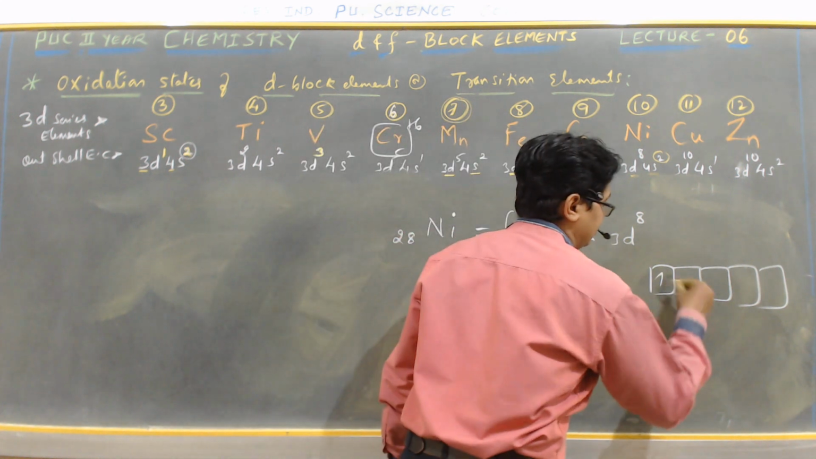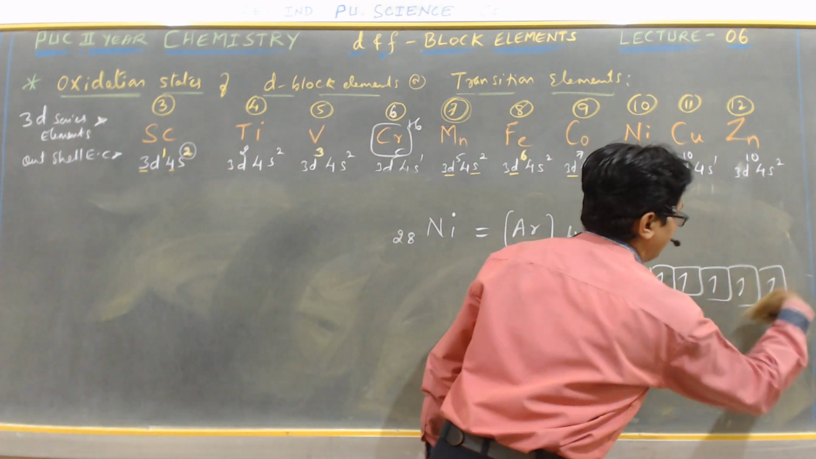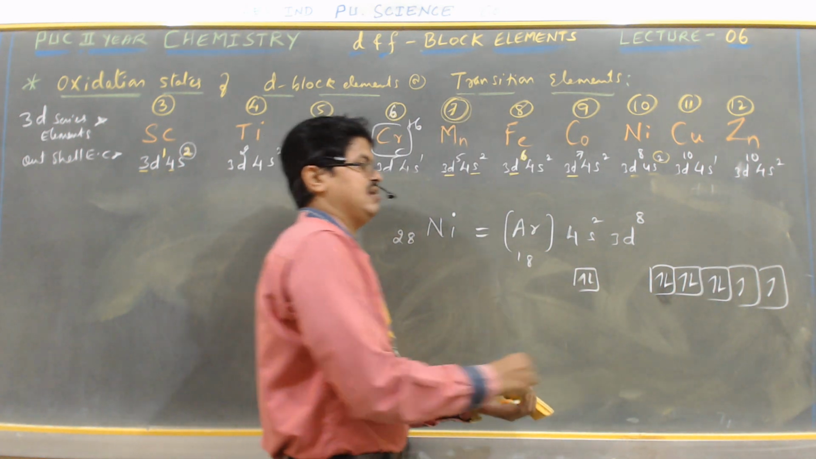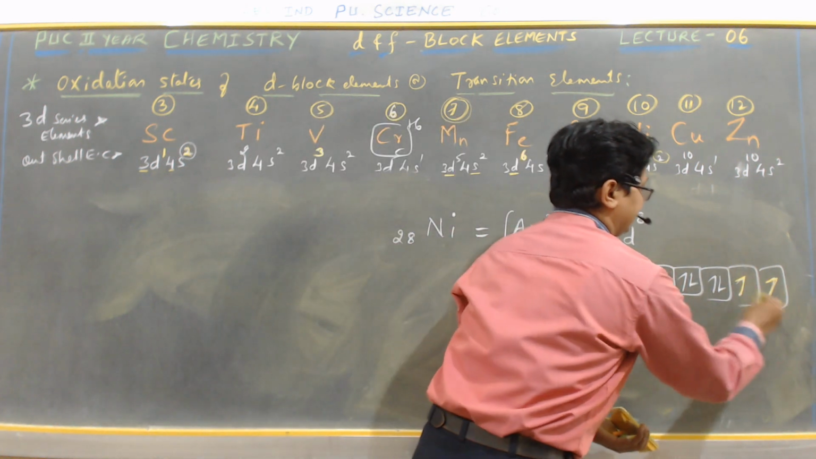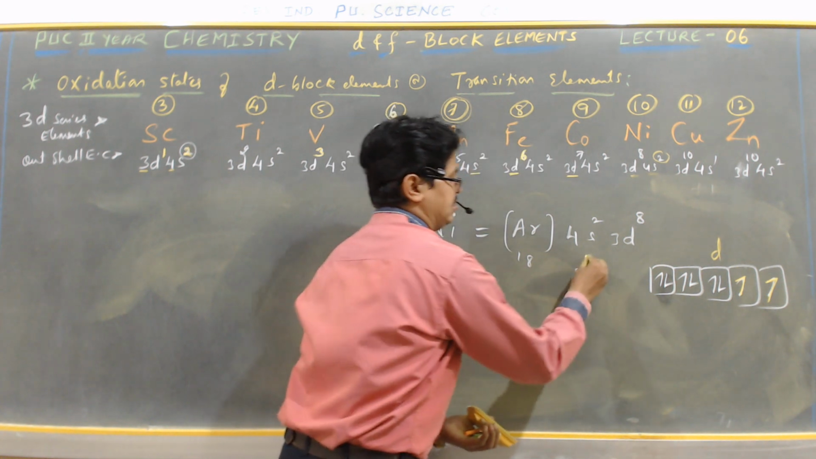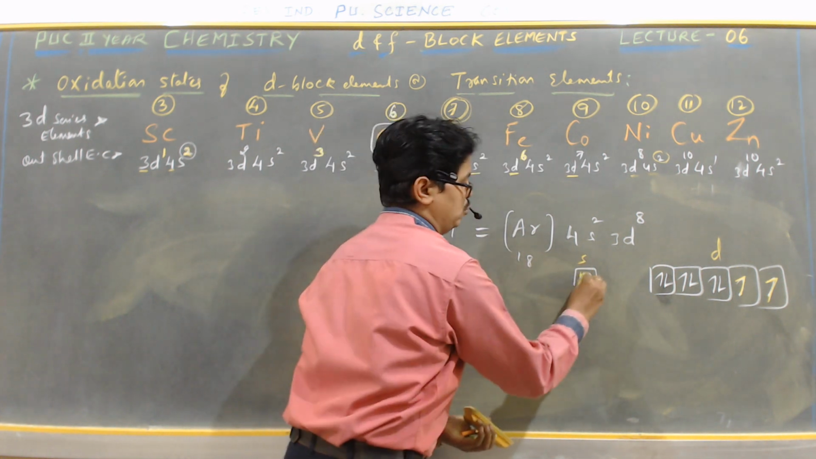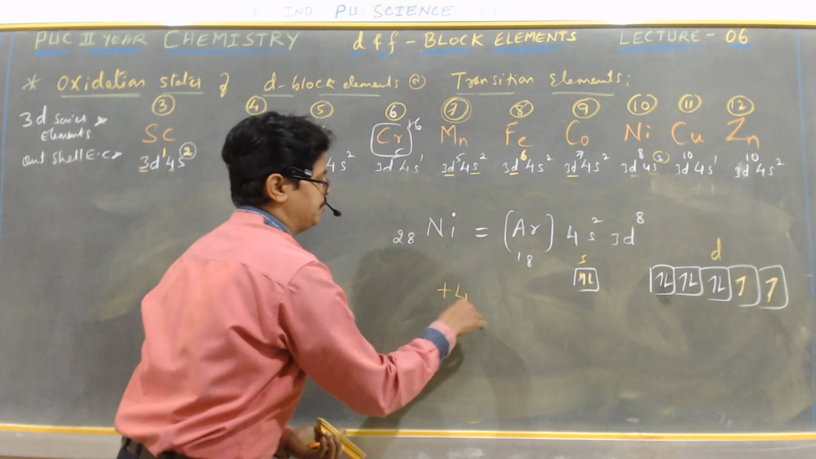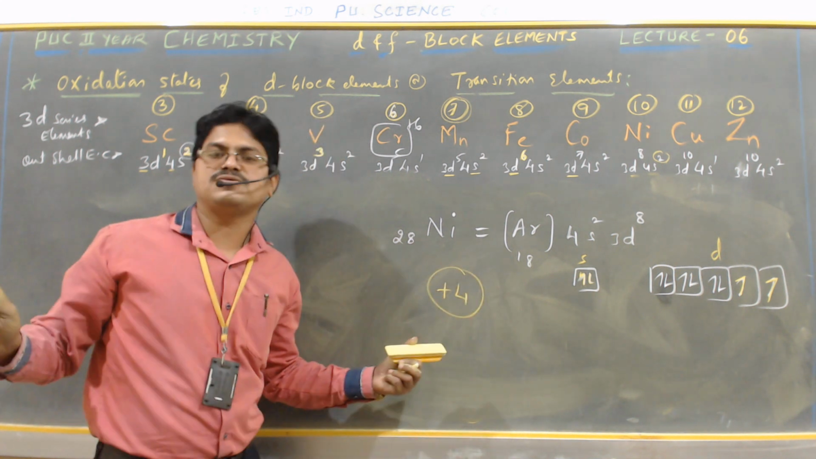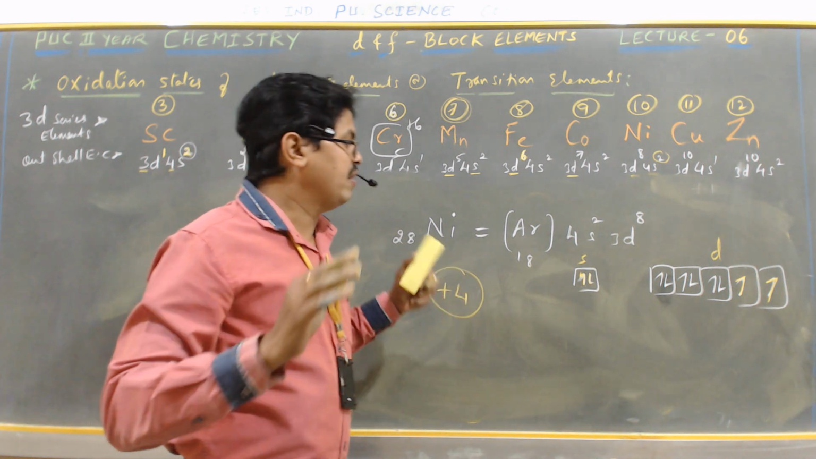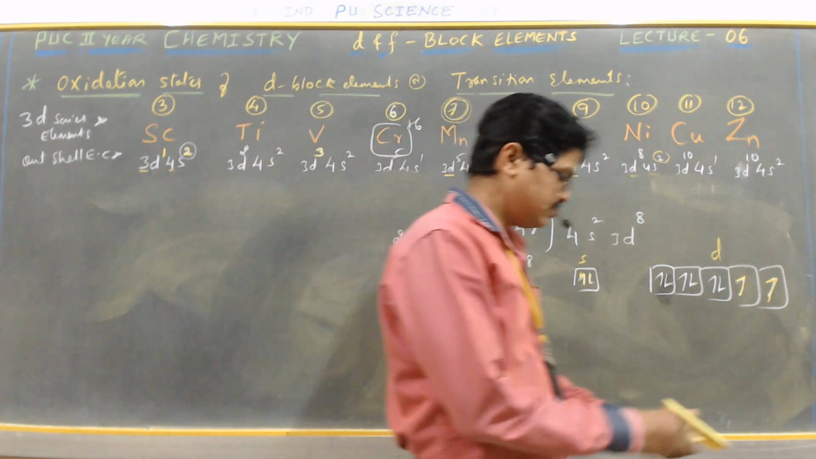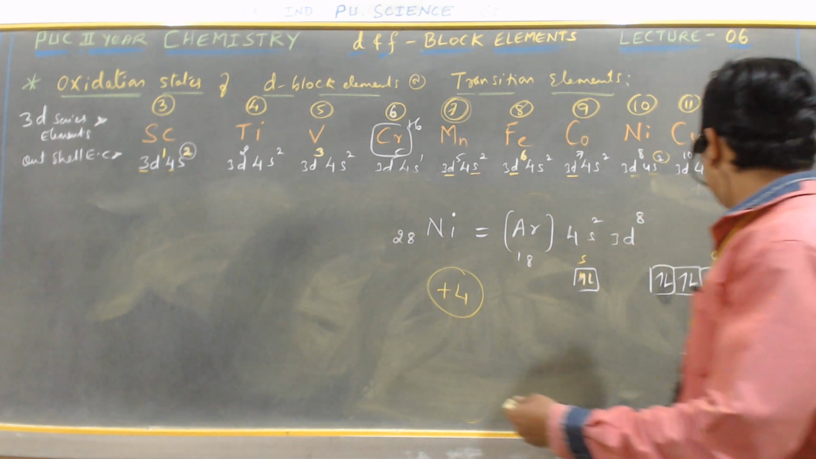Look here: 3d8, 1, 2, 3, 4, 5, 6, 7, 8. So how many unpaired electrons are there? Only 2 unpaired electrons in the d orbital. So s electrons, 2 electrons. So 2 plus 2, 4. So the maximum oxidation state possessed by nickel is plus 4. The minimum oxidation state is plus 2. Hope you are getting this.